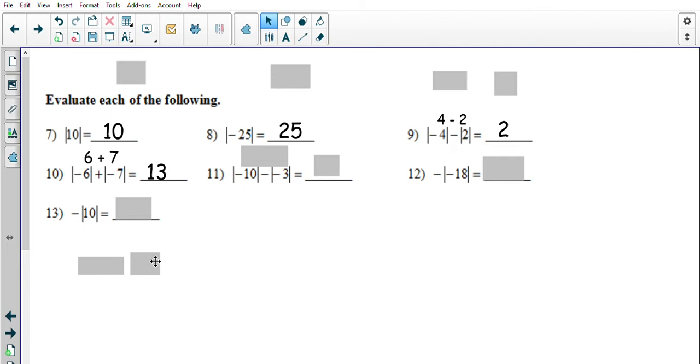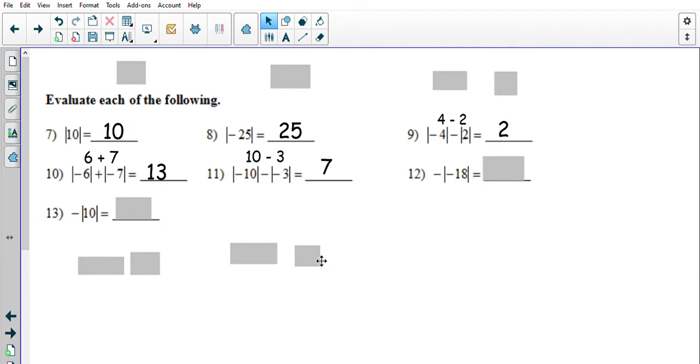All right, moving right along. And again, I would encourage you, feel free to pause the video at any time if you get behind writing down any of this work. Remember also that you should not just be writing down the answer. The work matters too. Number 11, absolute value of -10 minus absolute value of -3. Absolute value of -10 is 10. Absolute value of -3 is 3. We're going to subtract those to get a solution of 7.